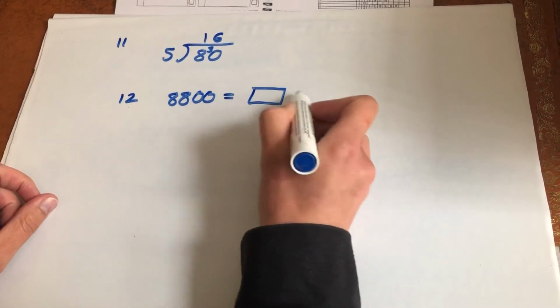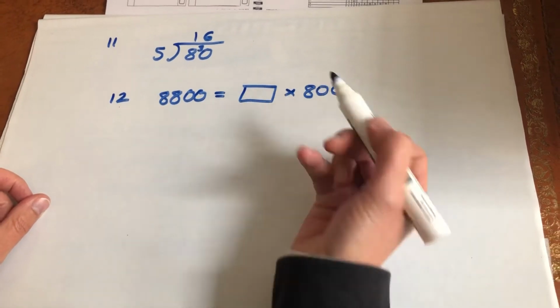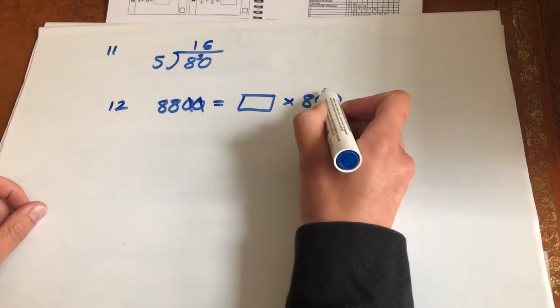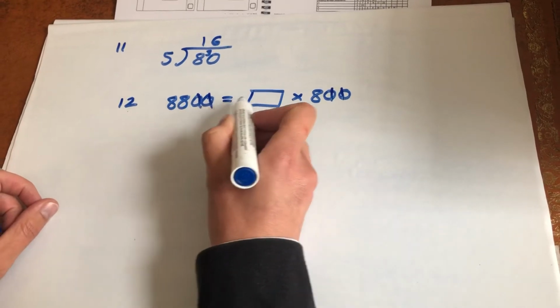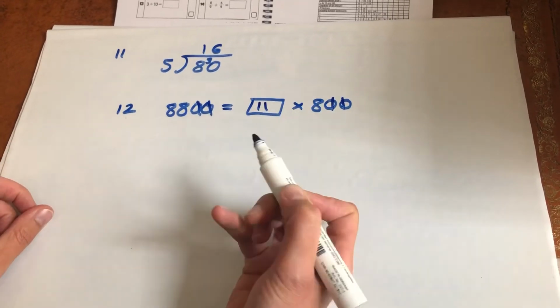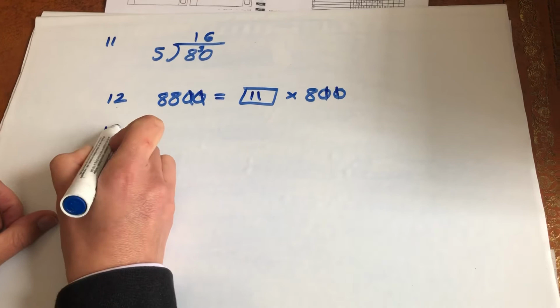Question 12. 8,800 equals something multiplied by 800. Well, what I'm going to do is actually get rid of the zeros. 88 equals something times 8, 11. 11 times 8.